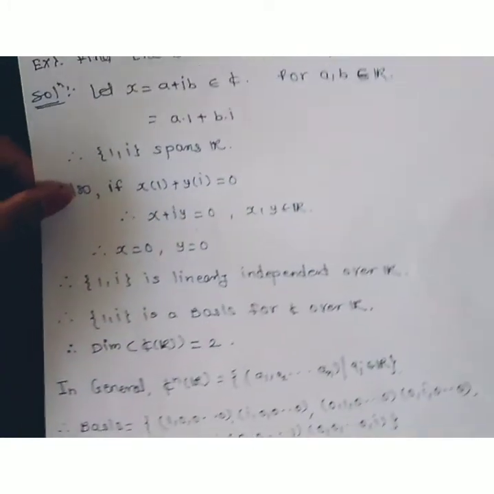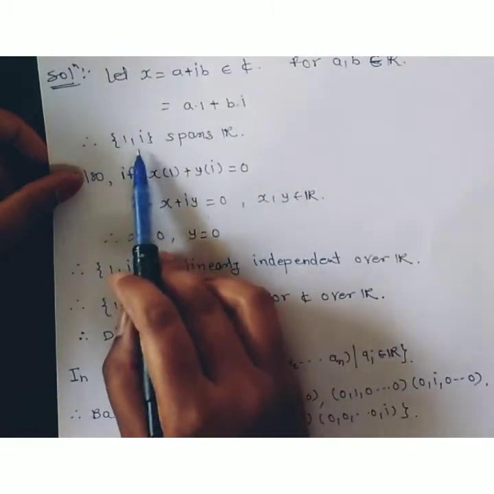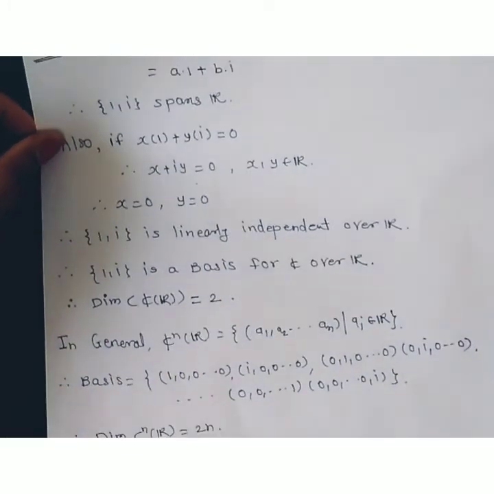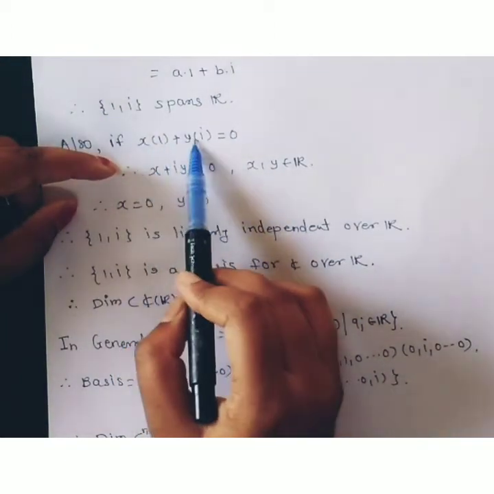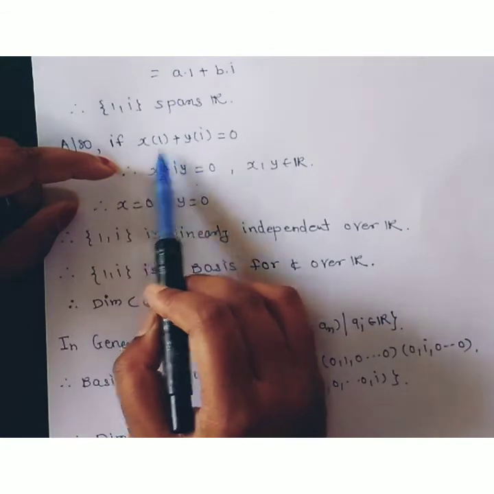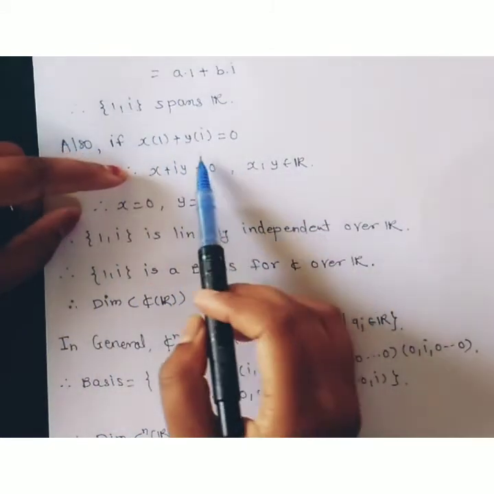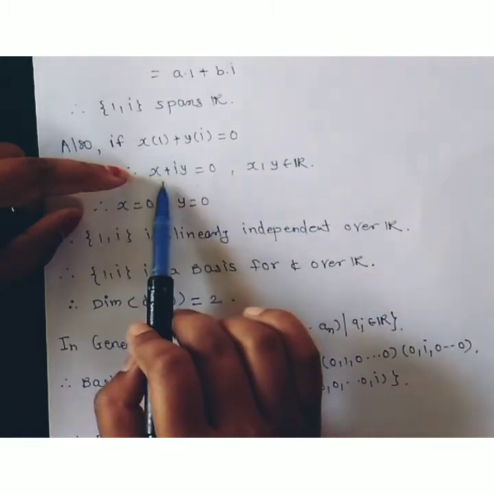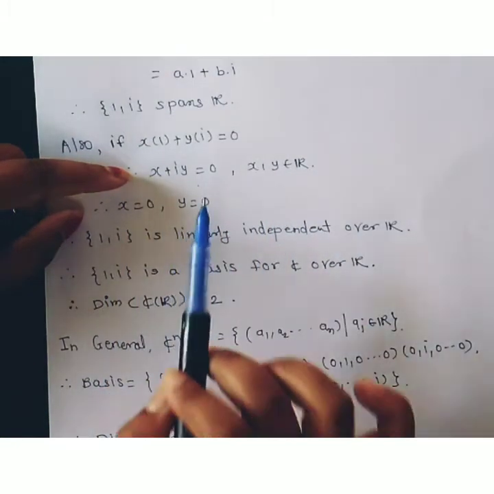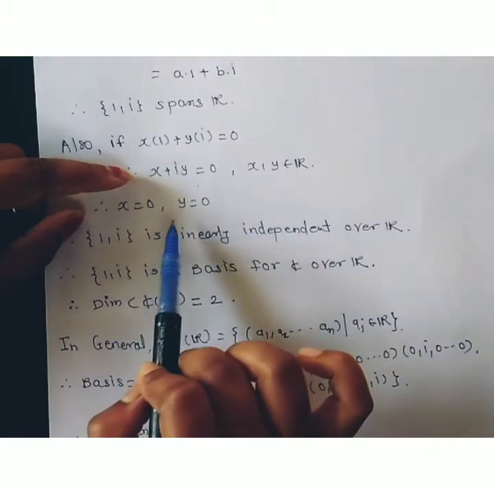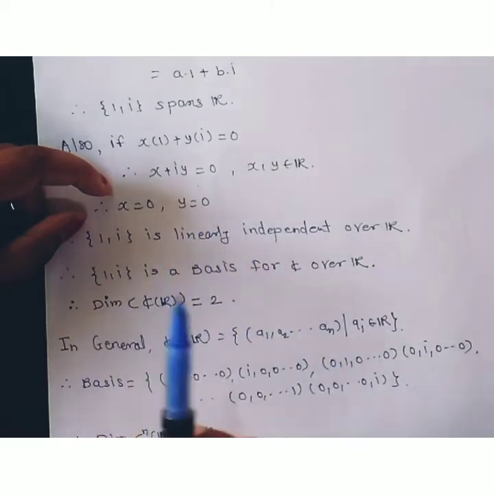Now we have to show that this set is linearly independent. For this, consider the two elements x into 1 plus y into i, where x and y are scalars, and consider this linear combination equal to 0. Then multiplying inside the bracket, we get x plus iy equal to 0, for x, y belonging to R. Therefore, by equality of complex numbers, we must have x equal to 0 and y equal to 0.